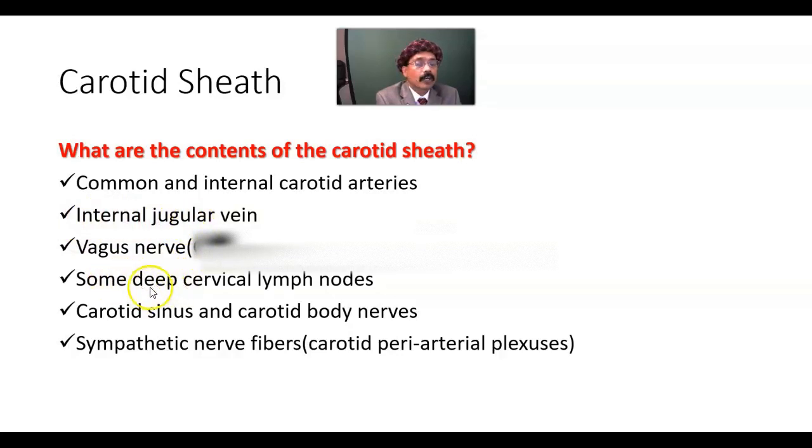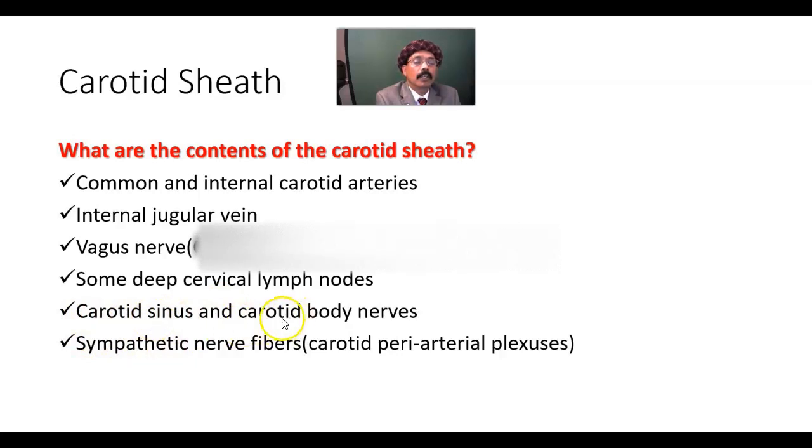Some deep cervical lymph nodes, but these lymph nodes will open into the thoracic duct. The thoracic duct and right lymphatic duct are not contents of the carotid sheath. But the carotid sheath contains some deep cervical lymph nodes that will open into either the thoracic duct or the right lymphatic duct.